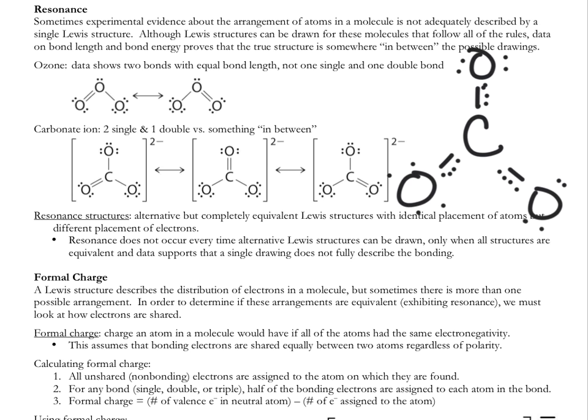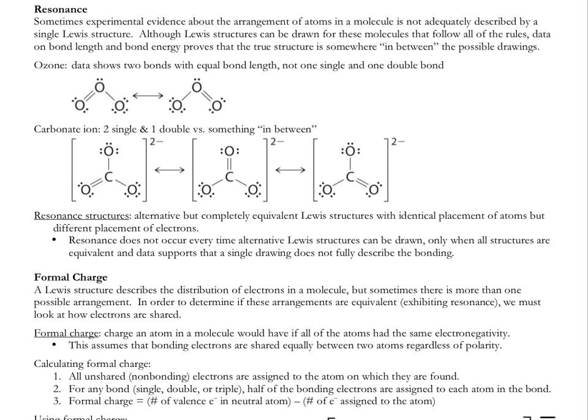In this, we would have some data to support the idea that it's almost as if it's a 1 1/3 bond. A little bit stronger and a little bit shorter than a single, but not as strong and short as a double bond. So the resonance structures, or the idea of resonance here, is that we have 2 alternative but equivalent Lewis structures. So each of these are different, but they're the exact same in terms of fulfilling the octet rule and in terms of the way the electrons are distributed.